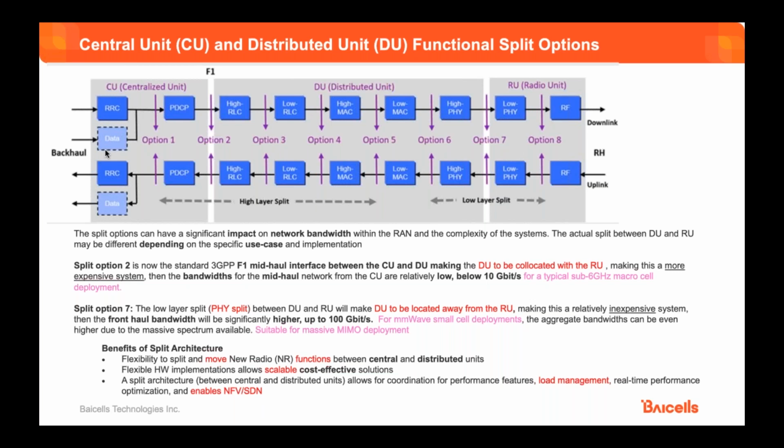hardware. So some of the advantages of the split architecture: you can move the new radio functions between central and distributed units. So you're not actually stuck in one place. That'll make it more scalable and cost effective. And you can also manage the load more efficiently. And the most important one is virtualization. You can virtualize almost all the functions except the RF, which is the radio itself. The radio has to be local, and everything else can be virtualized out on the cloud.